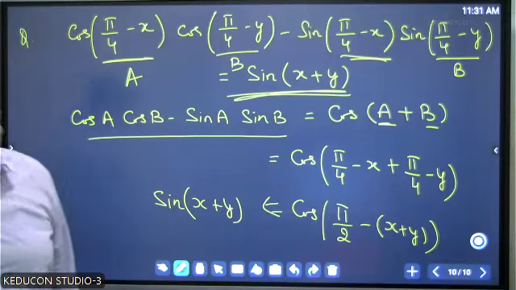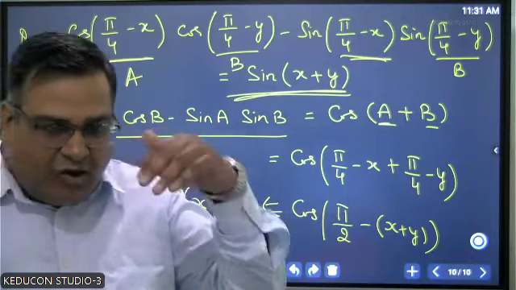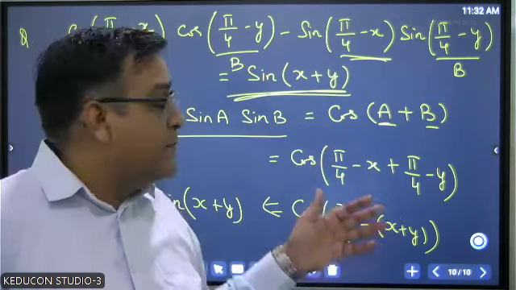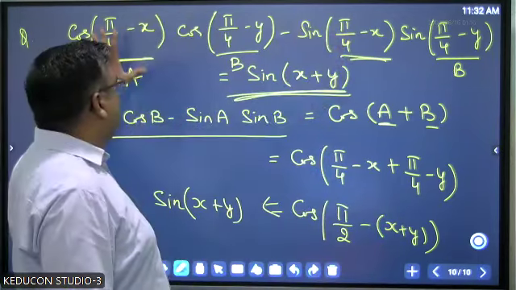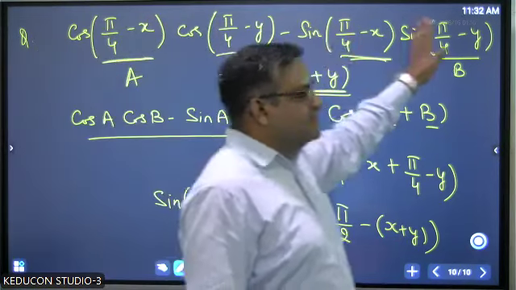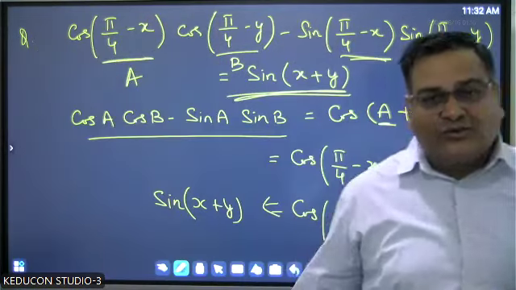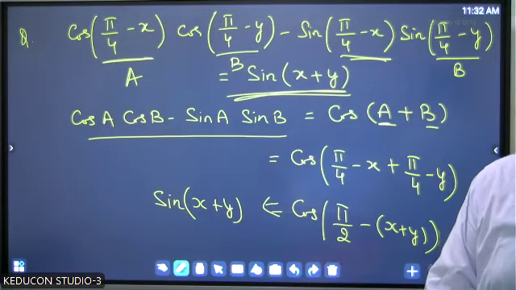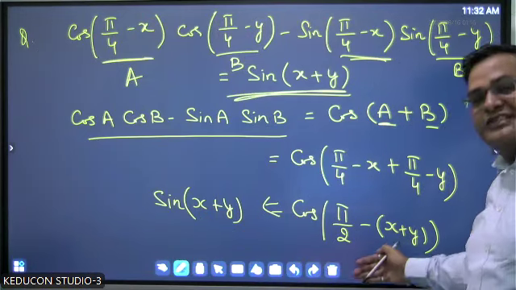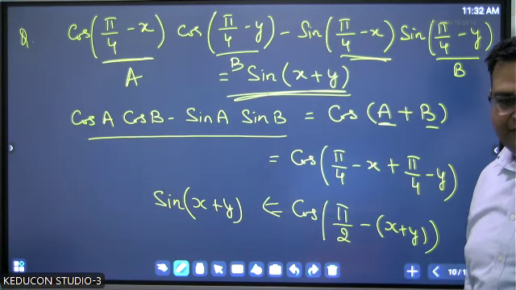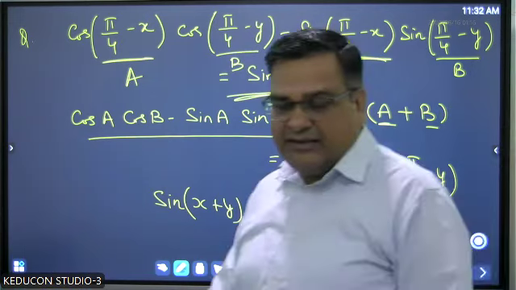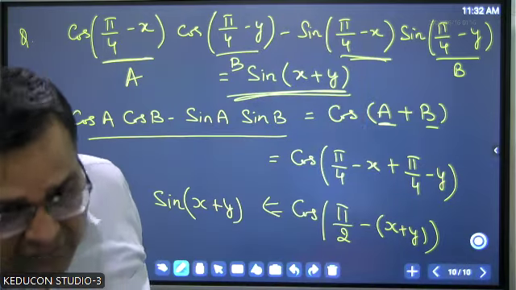Right students? So just observe the question carefully. You can see this angle and this angle are the same. Assume it as A, and this angle and this angle are B. So apply the formula of cos (A plus B). Further solve it using the basic concepts and you will get your result. Am I clear? Anything not clear, students?